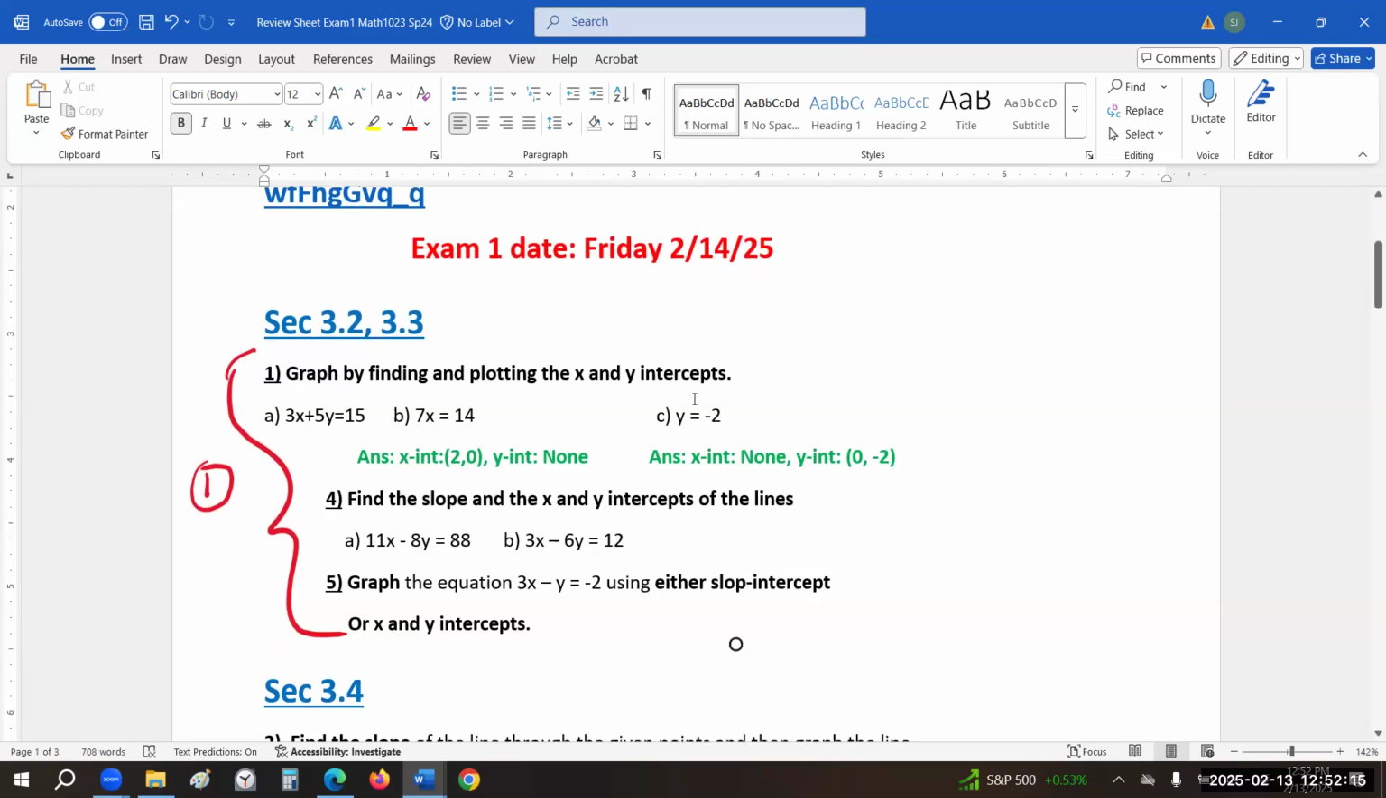One question, but what will be in that question? Find the x-intercept, find the y-intercept, find the slope, and graph. So one question with 4 parts: x-intercept, y-intercept, slope, and graph it.